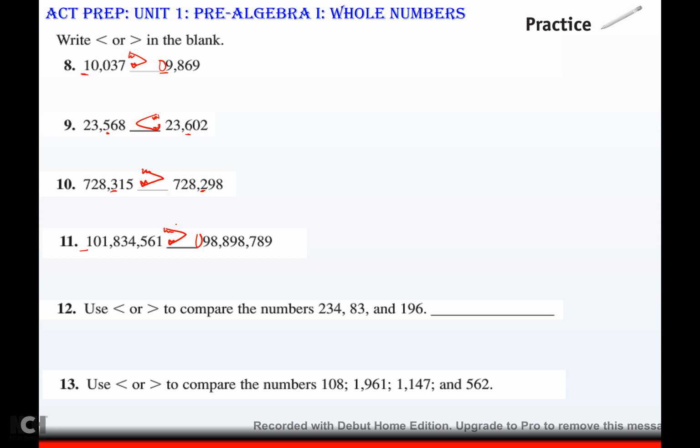And here they want us to compare all three. Me personally, I like to go little to big. So the littlest number is 83, middle is 196, biggest is 234, and your inequalities will always point left if you go little to big. Okay, on this one, if I go little to big, I got 108 is the smallest, then 562, then 1147, and then 1961. And again, each time, that inequality is eating the bigger number.